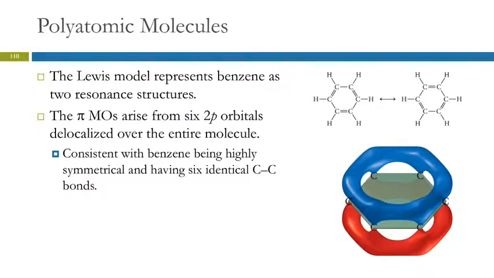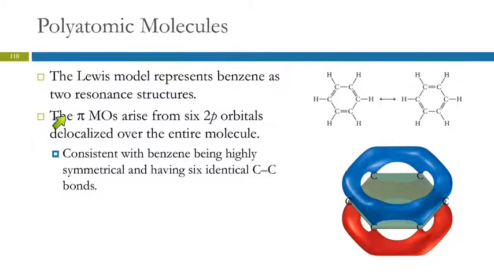So benzene is a compound that's very important in organic chemistry. It's a 6-membered carbon ring, and in Lewis theory we represent this as 2 resonance structures. We have alternating double and single bonds around the ring. But we know from experiment that all of those bonds are actually identical. So Lewis theory doesn't describe this. Molecular orbital theory can handle it.